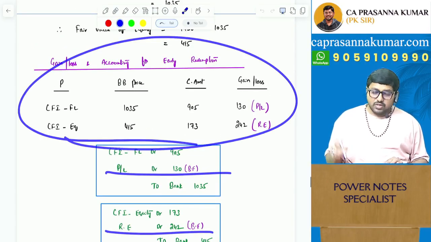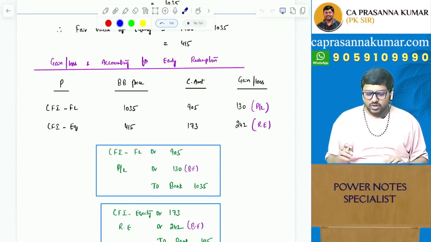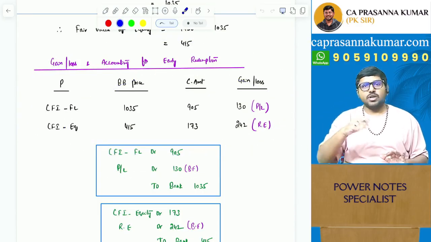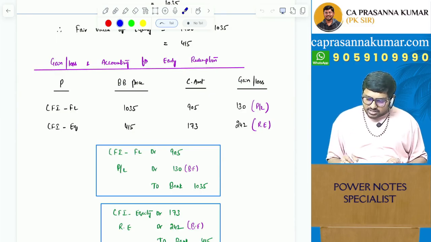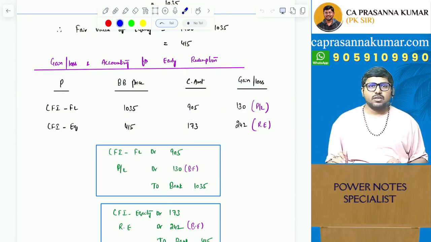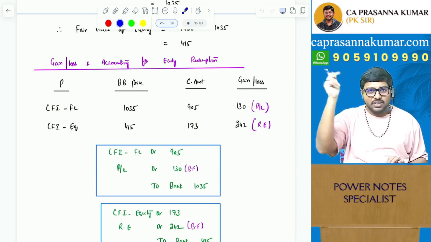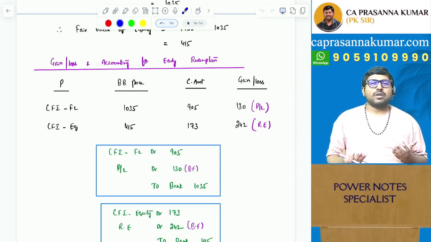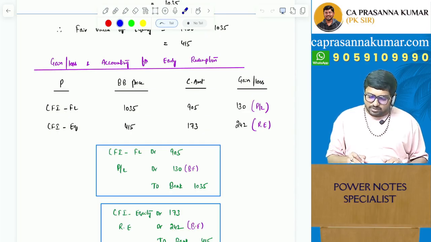In this case, it is a loss because we are thinking from the company's point of view. If you think the same thing from the investor's point of view, it is a profit. Because the investor's cost is this much, whereas he is selling at this much back to the company. So for him, it is a profit. But we are not doing accounting from the investor's point of view. We always do accounting from the company's point of view.